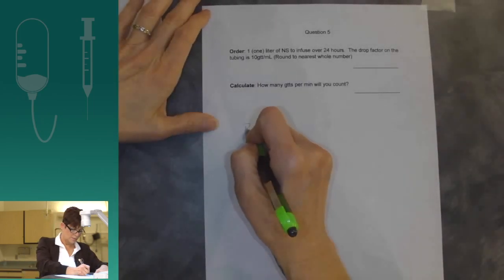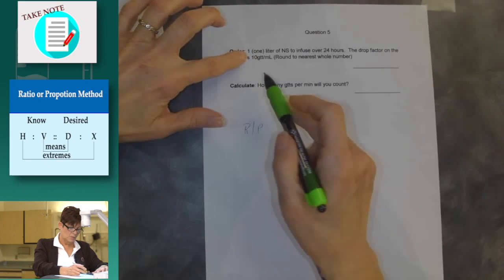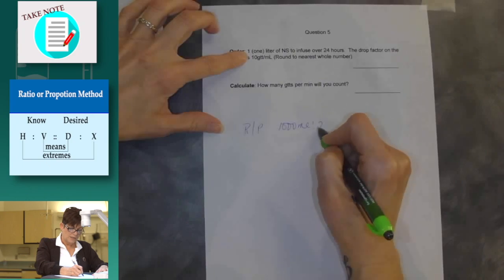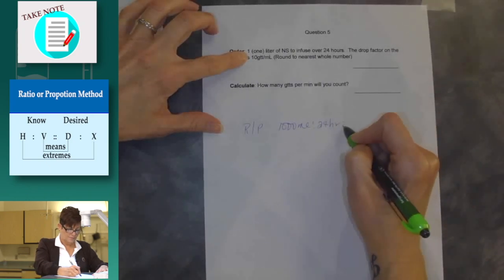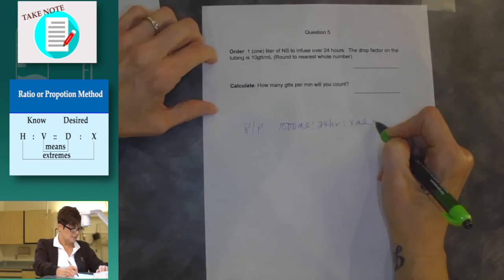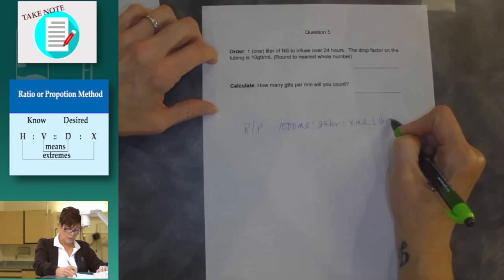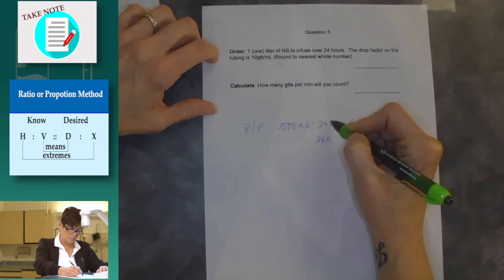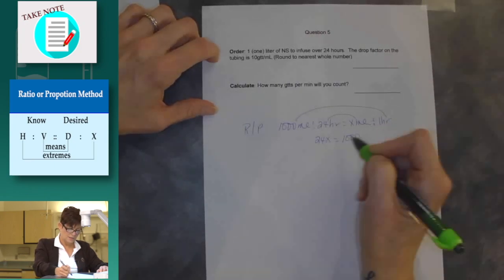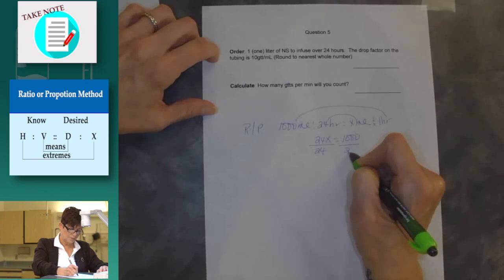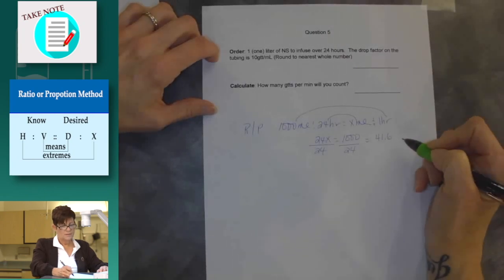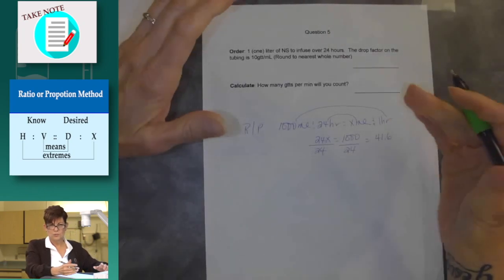So the first part, again, would be ratio and proportion. And we know that 1 liter is 1,000 mLs, and we need it in 24 hours. So we don't know how many mLs we need, and it's going to be over one hour. So 24x, again, means times the extremes, 24x equals 1,000. We're going to divide it by 24, and we get 41.6.